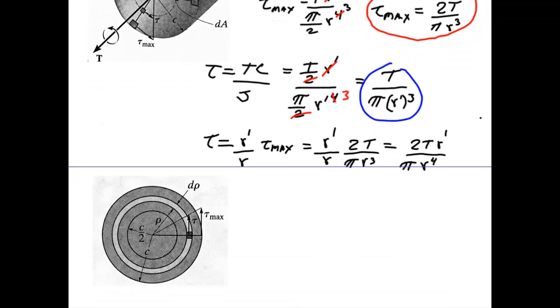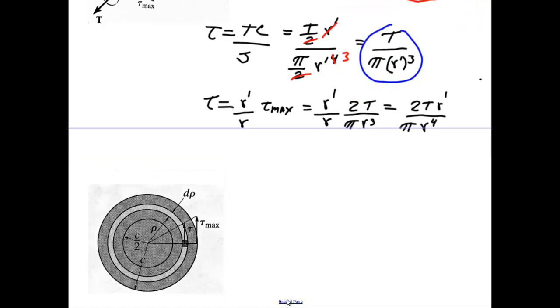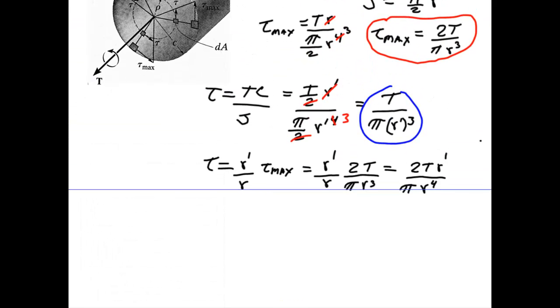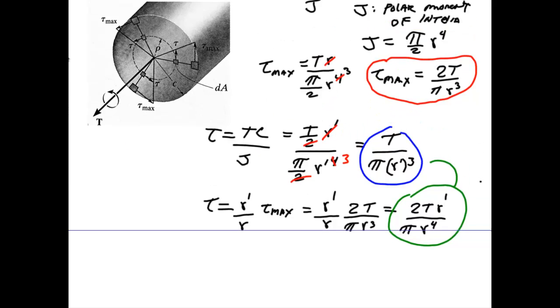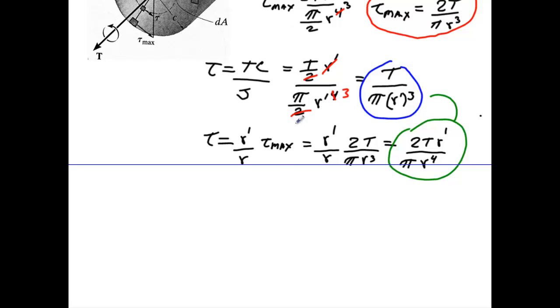Okay, so I'm going to move some of this stuff down so we can finish this. Maybe scroll down a little bit more. Alright, so what you want to do now is set these two equal to each other, because we're trying to find out what r prime is. And really, the solution manual I think does a lousy job.